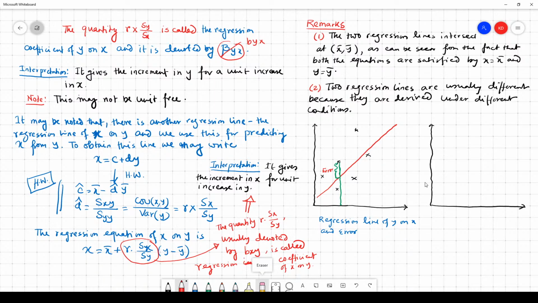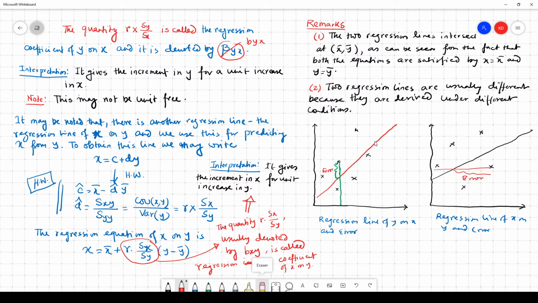And for the regression line of x on y, sorry, x on y, and error. This error is parallel to the horizontal axis. Okay. So the error is parallel to the horizontal axis.